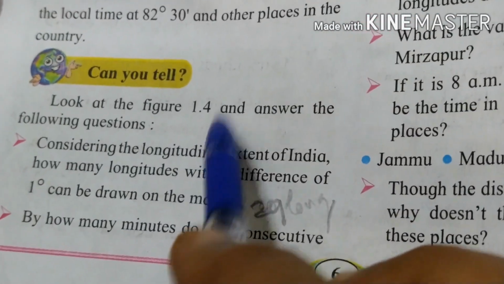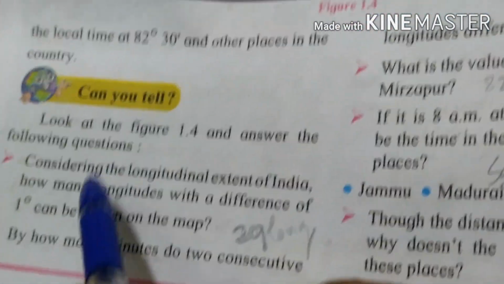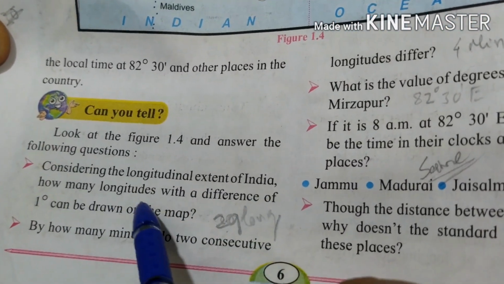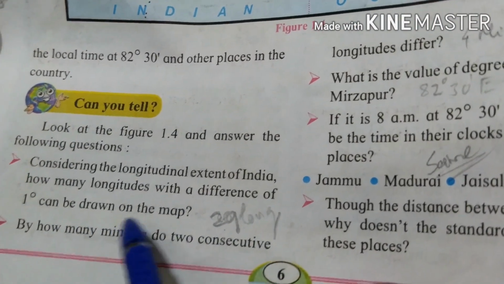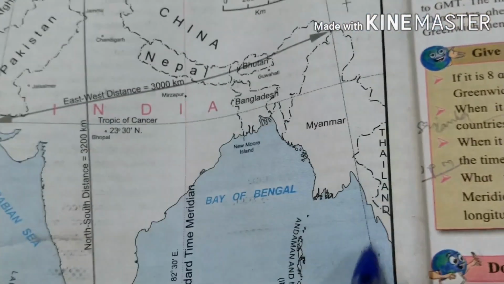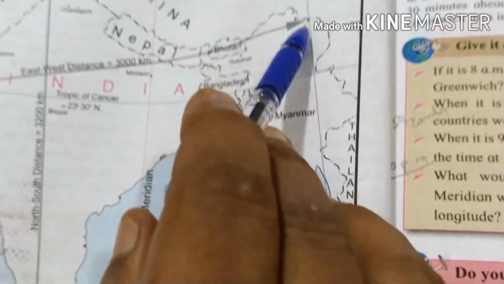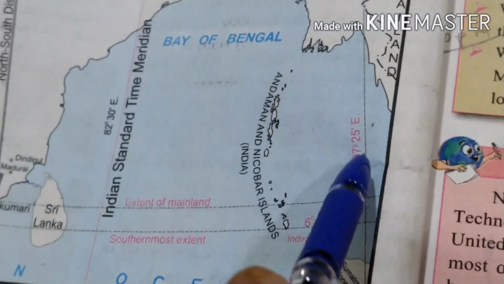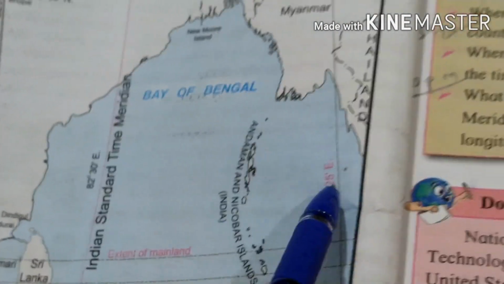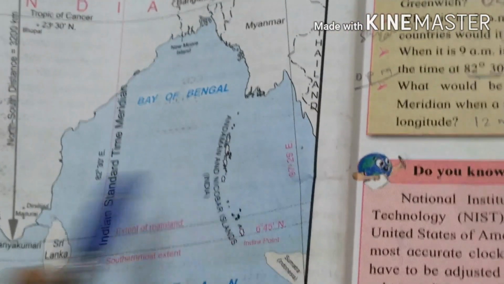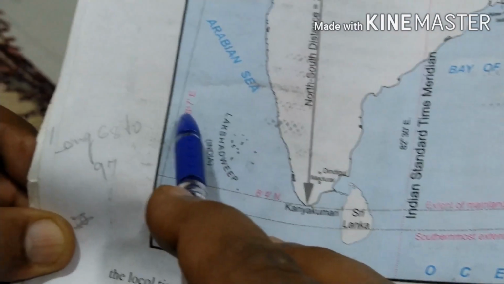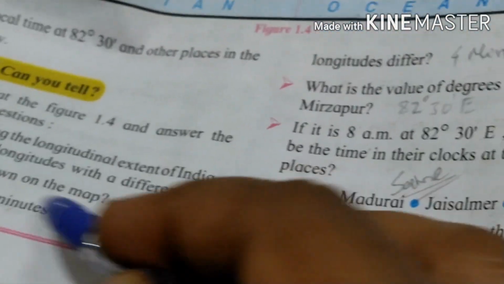Now some questions are there. Look at figure 1.4 and answer the following questions. Considering the longitudinal extent of India, how many longitudes with a difference of 1 degree can be drawn on the map? So we will see now. We have taken this from this side and this side, okay. So 97 degree 25 minutes east, and here 68 degree 7 minutes east. So the difference will be 29, okay. The degrees between these two are 29.